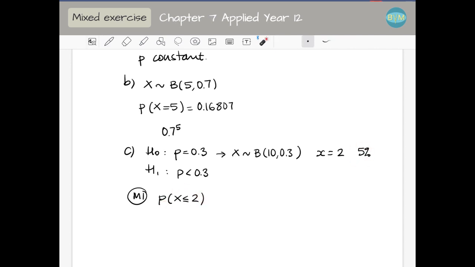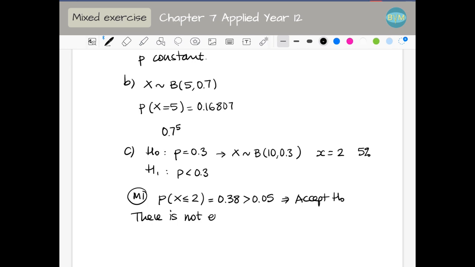So if you do this with the calculator, straight away binomial CD, we don't have to adjust anything, it is 0.38. 0.38 is greater than the level of significance, which means we have to accept H0. There is not enough evidence, so write the line, there is not enough evidence to support the garage claim that the cars in their garage fail less. That's the first method.